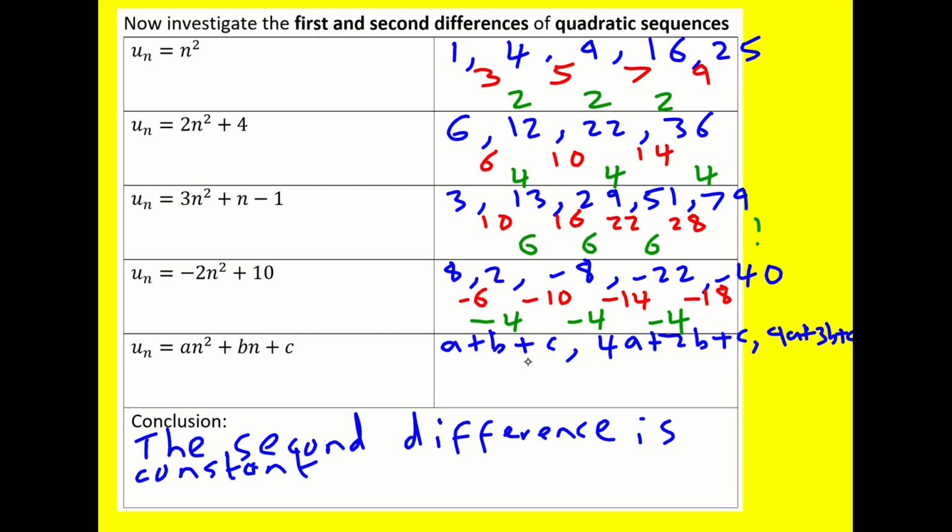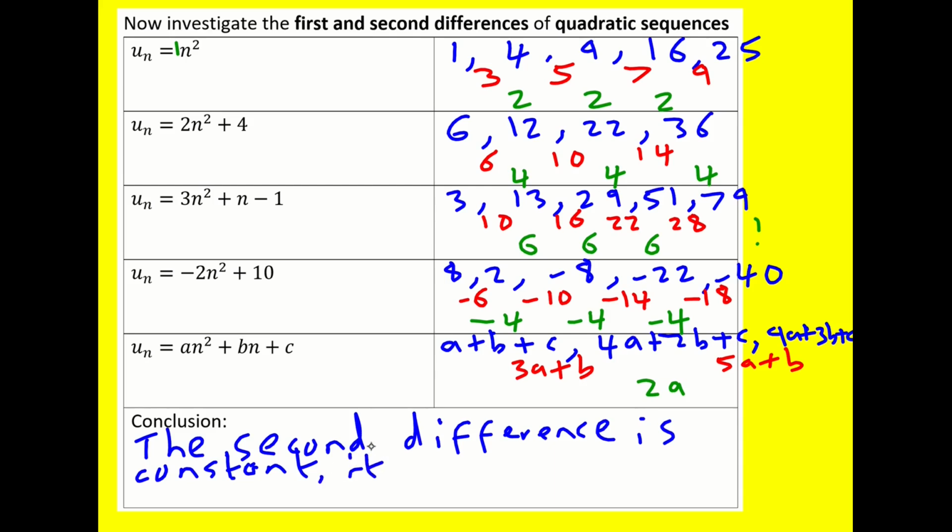The first difference here is 3a plus b, and then we get 5a plus b. And it actually turns out that the second difference is going to equal 2a. It is actually twice the number in front of the n squared, and you see it over here. There's a 1 in front of the n squared. We get a second difference of 2. When it's 2, it's 4. When it's 3, it's 6. When it's minus 2, it's minus 4. When it's a, it's 2a. The second difference is constant.